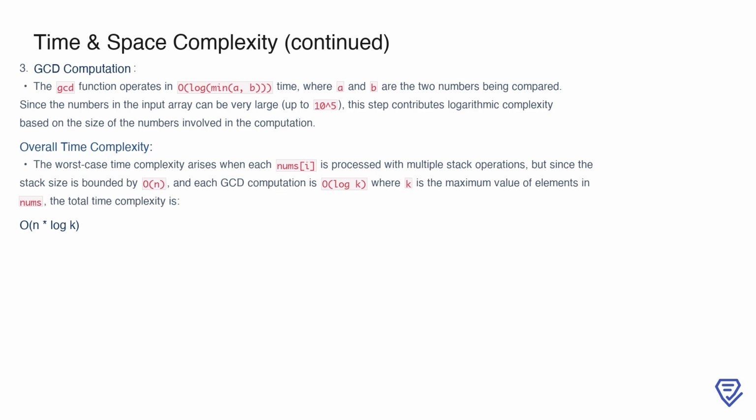Now, if we consider the overall time complexity, the worst-case scenario occurs when every element in the array requires multiple stack operations. However, since the total stack operations are limited to O(n), and each GCD computation is O(log k), where k is the maximum value in the array, the total time complexity becomes O(n * log k). This balance between the stack operations and the logarithmic cost of GCD computations ensures an efficient solution.